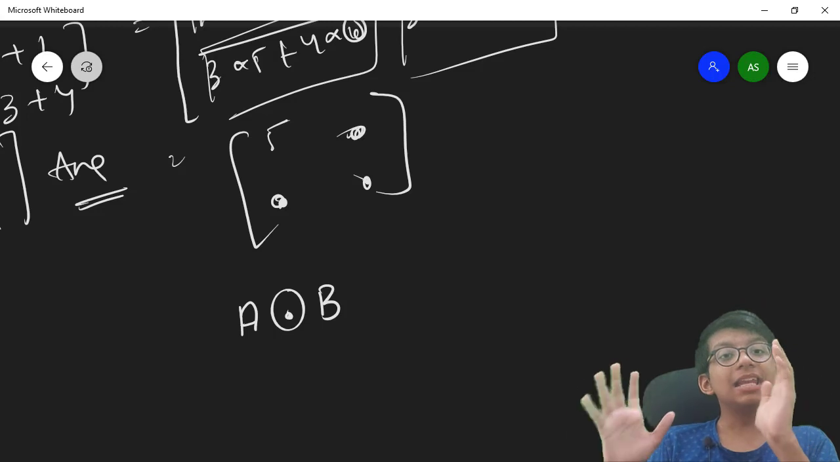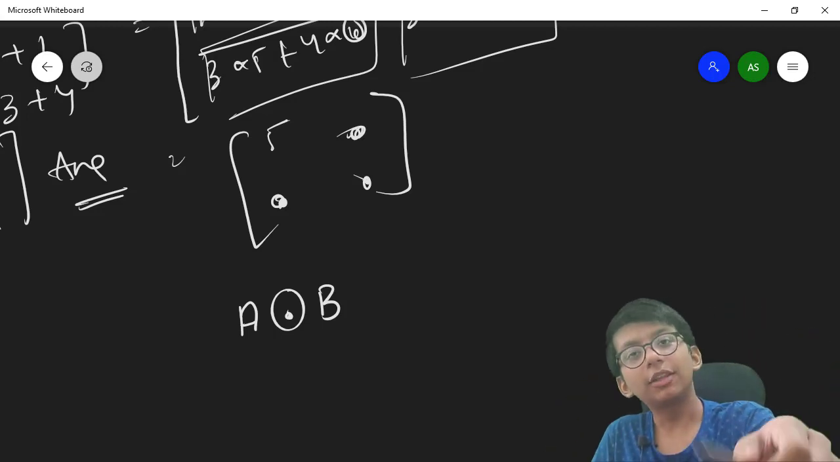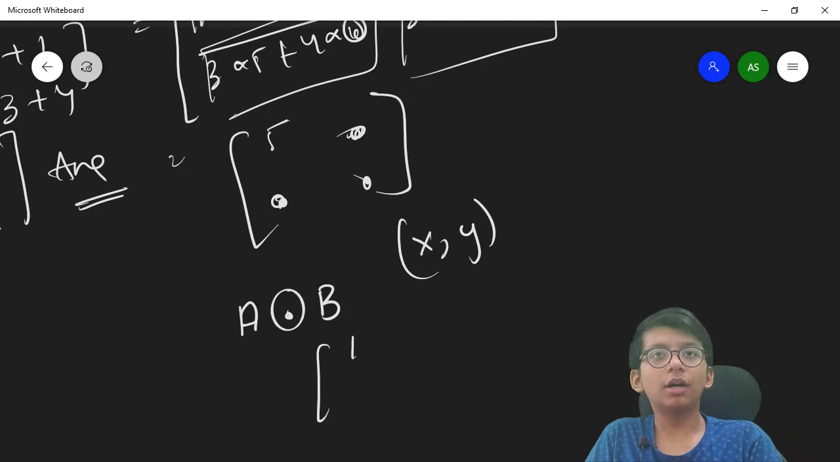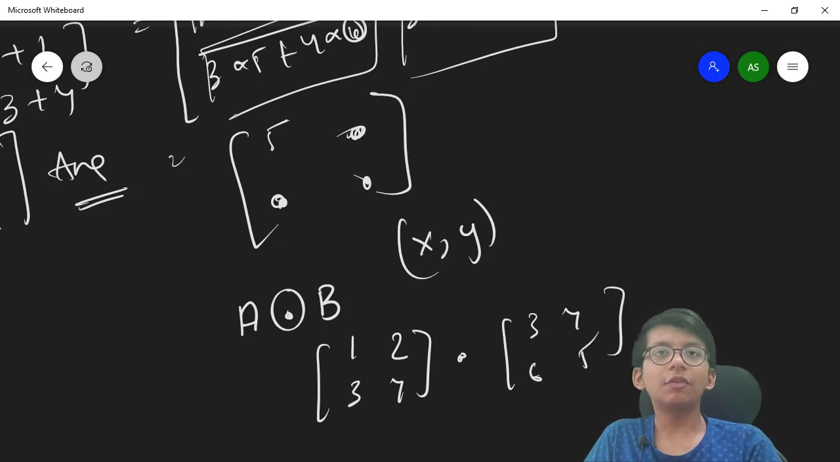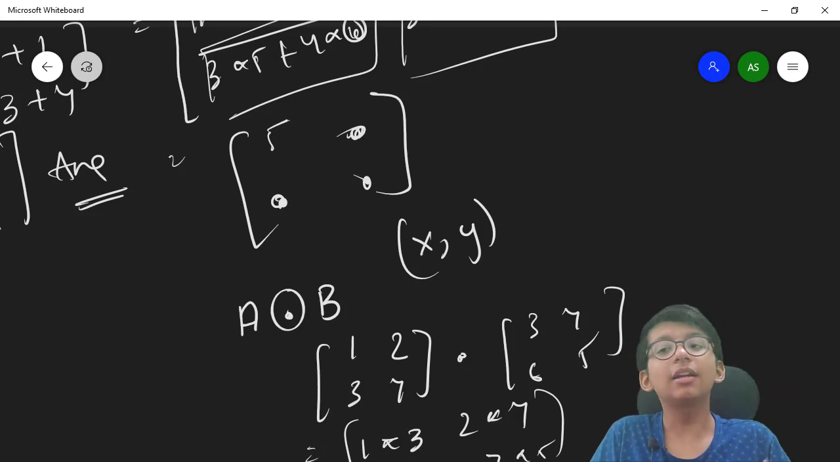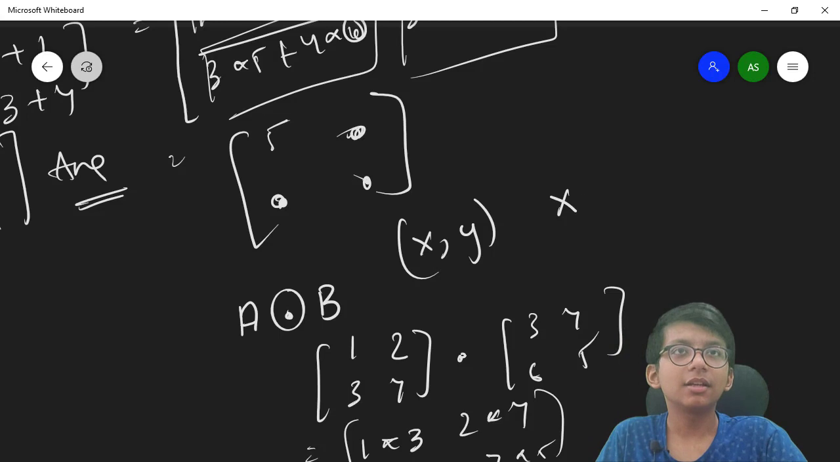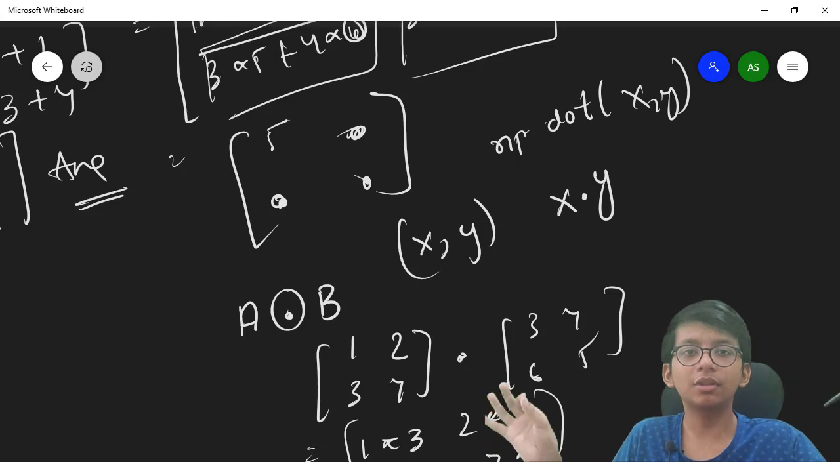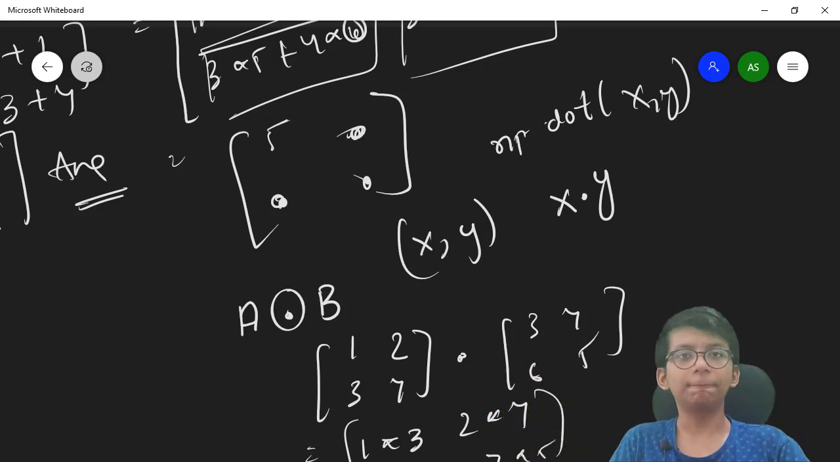The dot product is the element wise multiplication of a matrix, but for this, your x and y should be of the same shape. For example, 1 2 3 4, and if you take the dot product with 3 4 6 5, then you will simply do 1 times 3, 2 times 4, 3 times 6, 4 times 5. That's what you will get. This is how you take the dot product, written x dot y, and in Python you can write np.dot of x and y. You just do the element wise product.